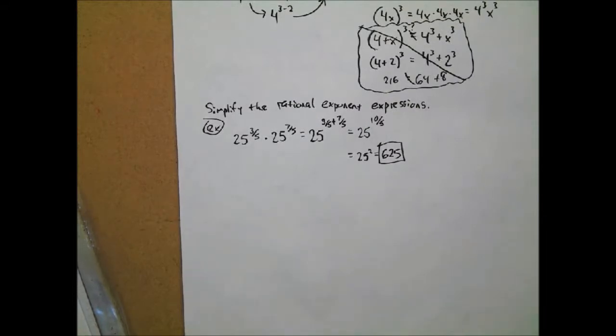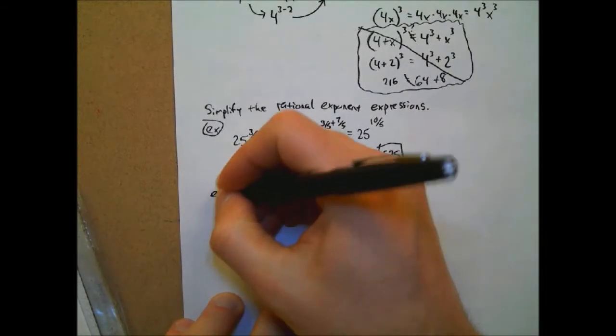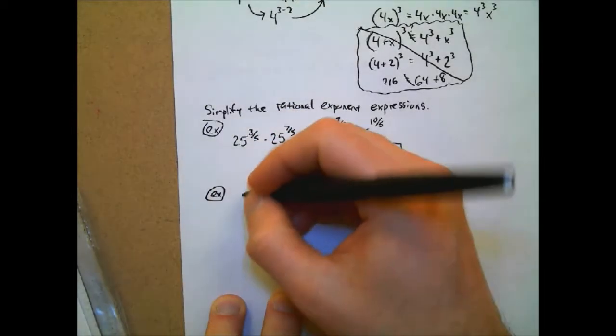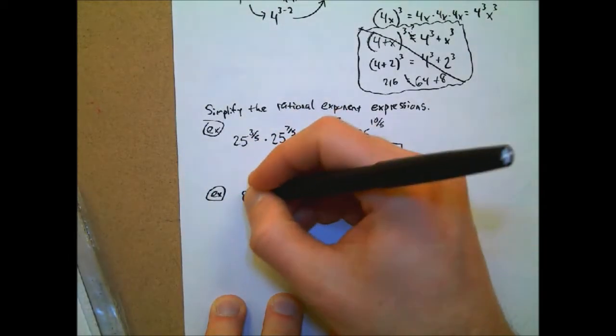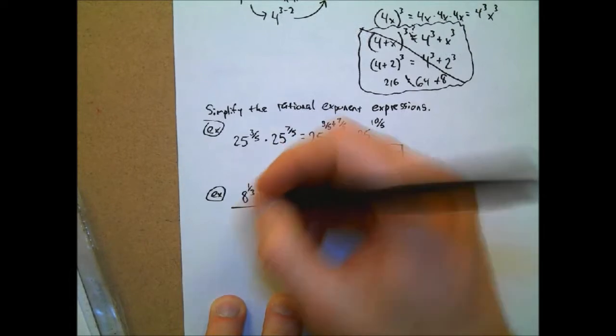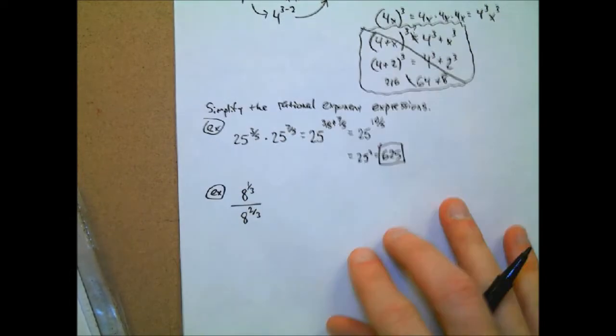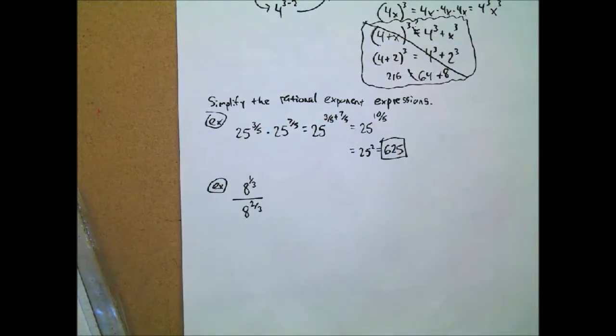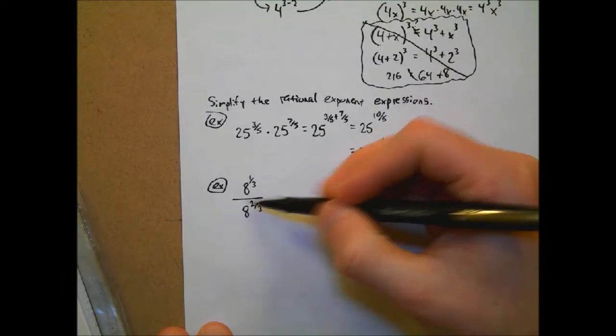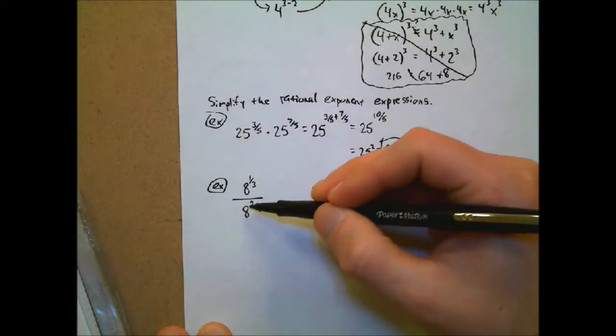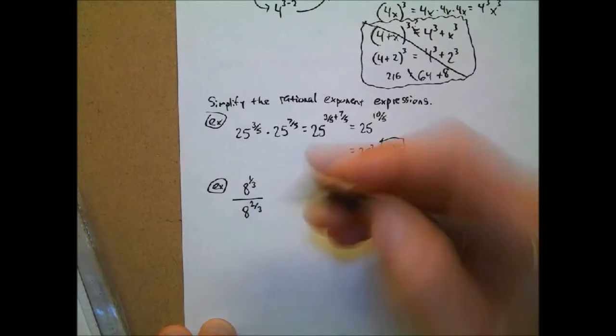All right, let's try another one. All right, let's see here. 8 to the 1/3 divided by 8 to the 2/3. All right. Let's go to Kyler. So Kyler, we are dividing here. We have the same base, okay? So since we're dividing, what should we do with our exponents to simplify here?